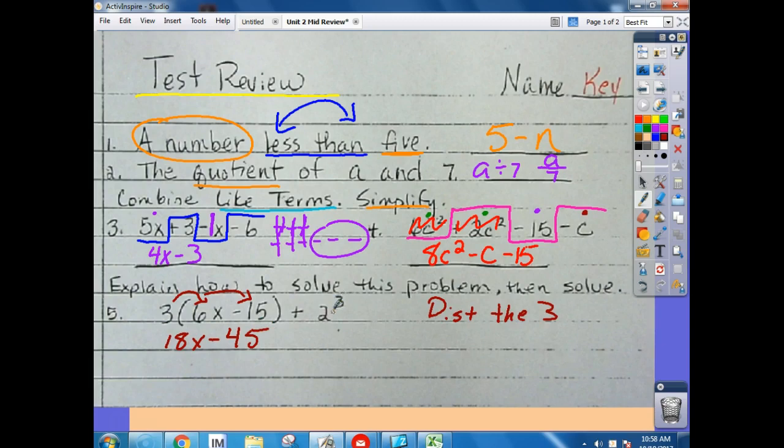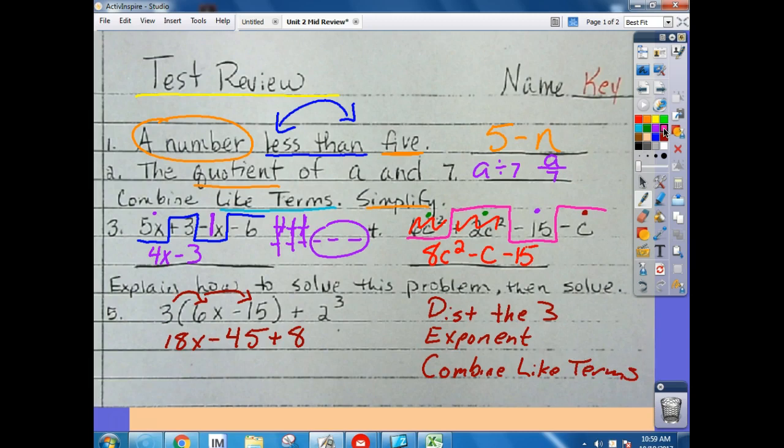The next thing I'm going to do is calculate my exponent here, 2 to the 3rd power. So, exponent. And that's 2 times 2 times 2. 2 times 2 is 4. 4 times 2 is 8. This is going to be a plus 8. My last step will be to combine my like terms.